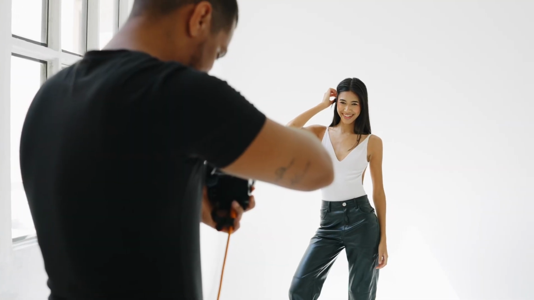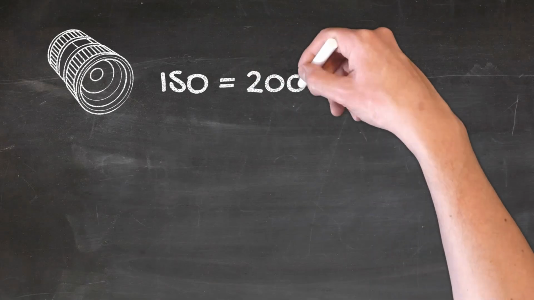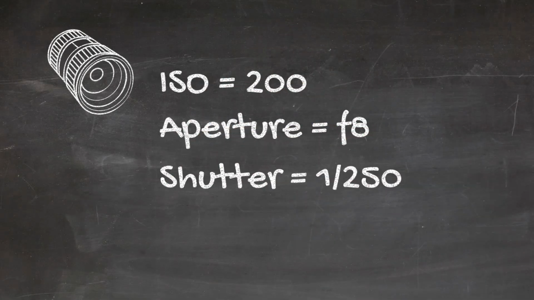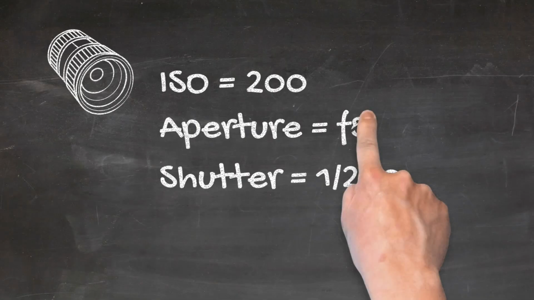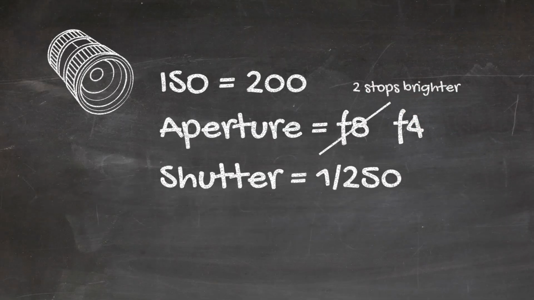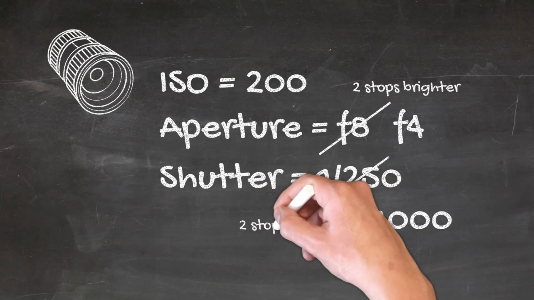First, imagine you're taking a portrait. So the camera suggests an ISO of 200, aperture of f8 and a shutter speed of 1/250, but you want that creamy blurred background, so you decide to open the aperture to f4. That's 2 stops brighter, so the image will now be too bright. To fix that, you need to increase the shutter speed to 1/1000, which darkens it by 2 stops and then brings the exposure back to perfect.